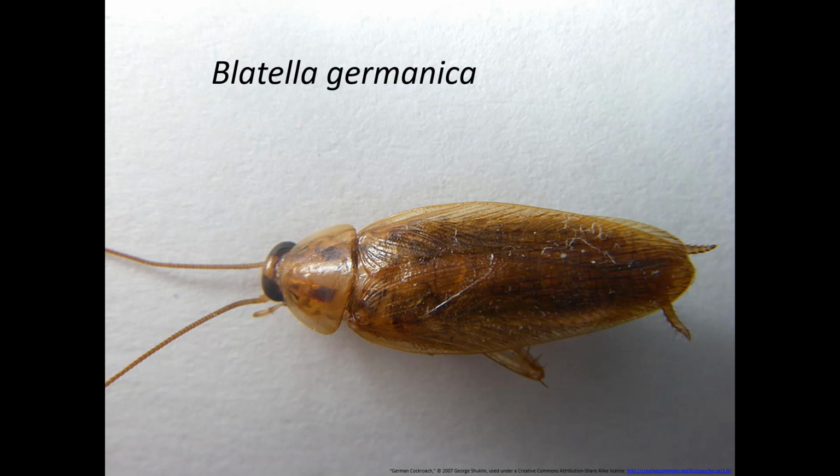Now, the adults are winged, but they very rarely fly. The young, or the nymphs, are much smaller, they're darker, and they're wingless. These species produce a lot of eggs, and they have a developmental time of about 2 months. So a single female can produce upwards of 35,000 offspring over her lifetime. This is why they become such a problem.